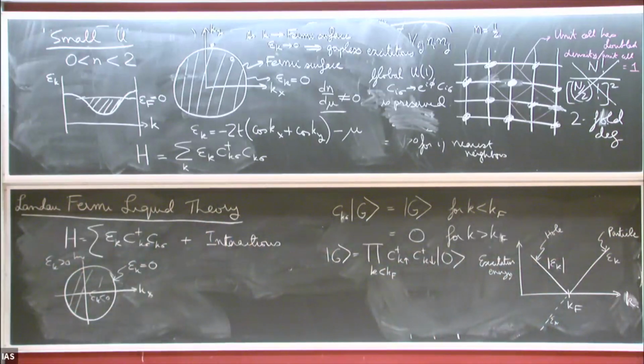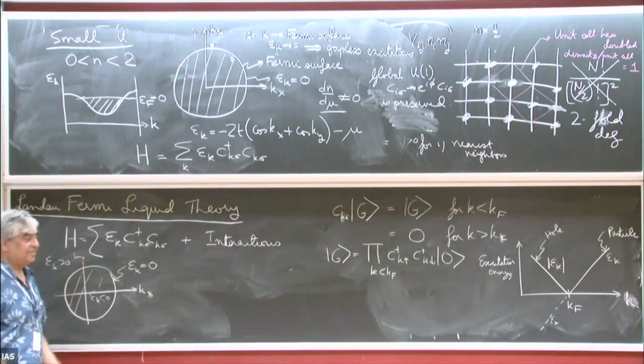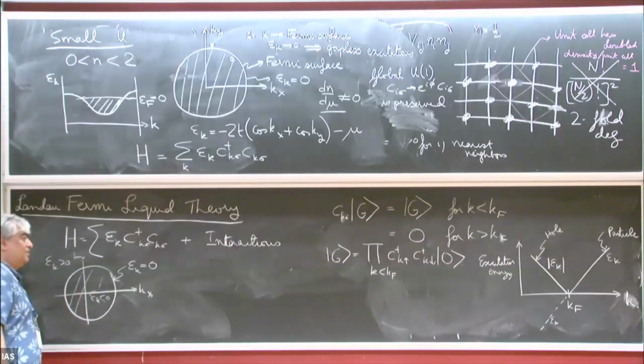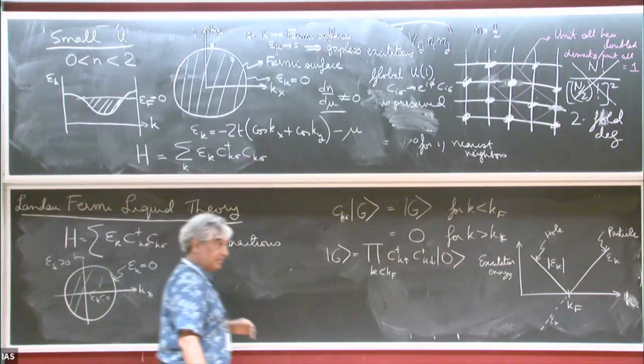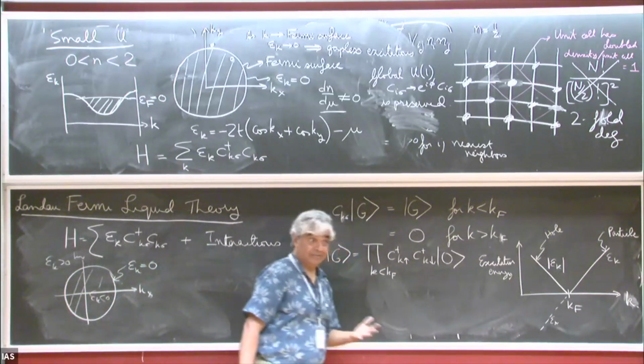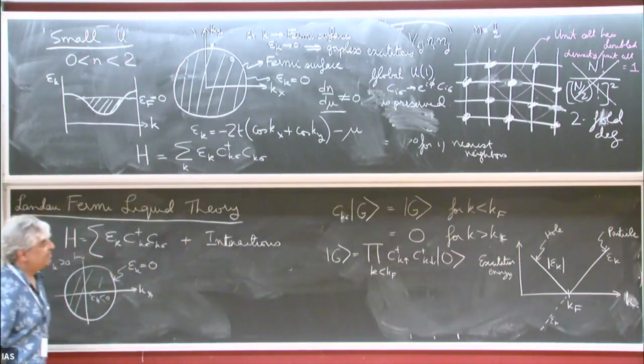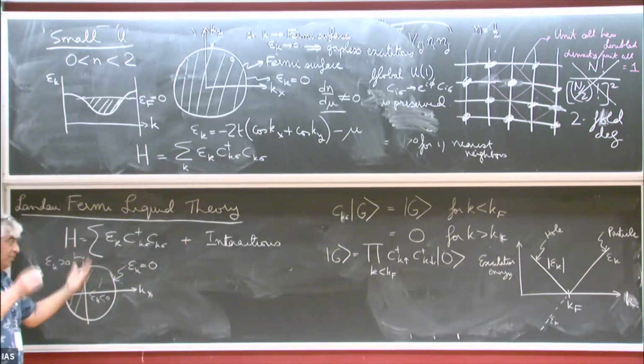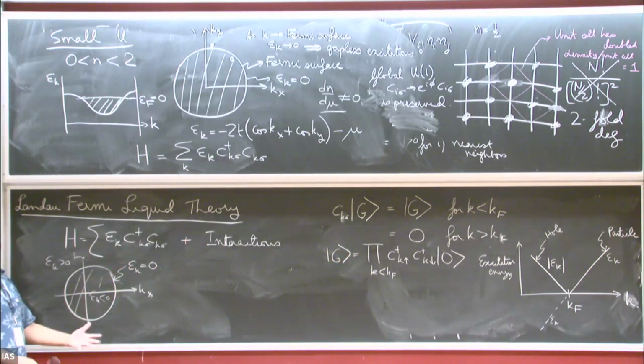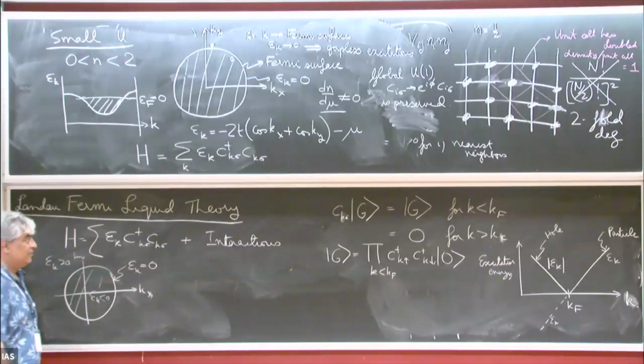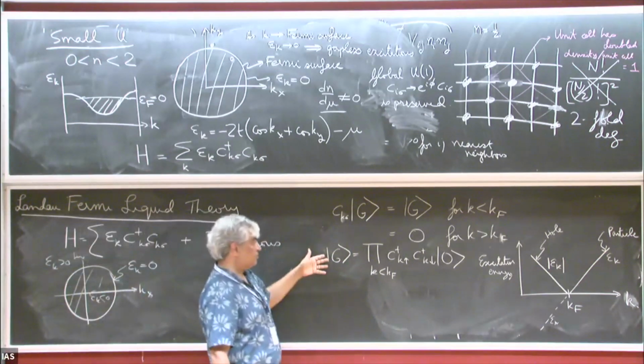There is a surface, and inside the surface, your elementary excitation is negatively charged. Outside the surface, your elementary excitation is positively charged. And so that's the definition, colloquially speaking, of what is the Fermi surface in an interacting system. Because obviously these statements are no longer true.